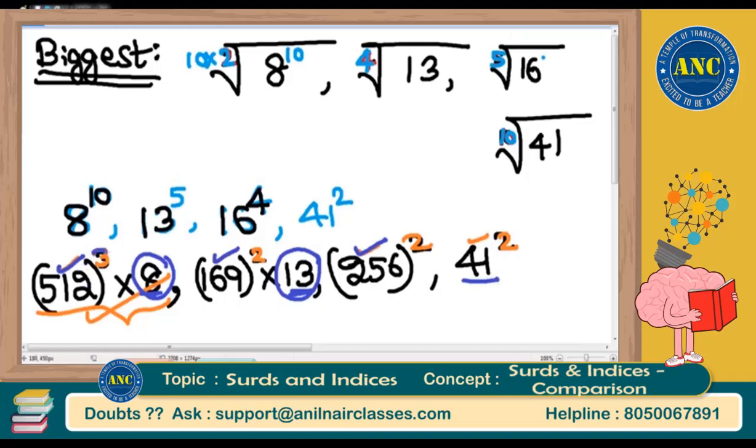And the other thing is that 512's power is 3. All the other powers are only 2. So the greatest should be that value itself. Definitely that should be the correct answer. Biggest is that one. Don't need to solve the value. You don't need to get the actual value to get the answer. I believe the idea is clear.